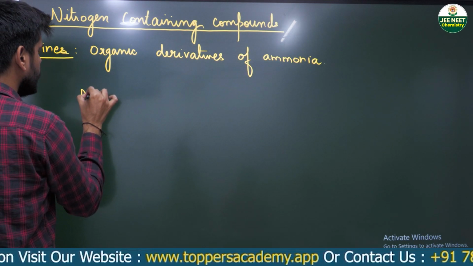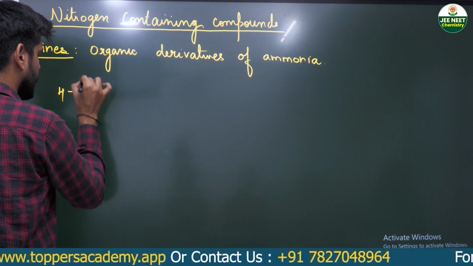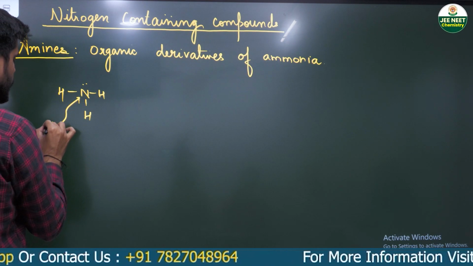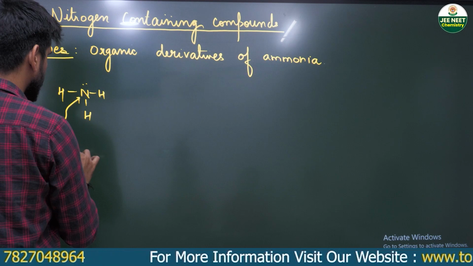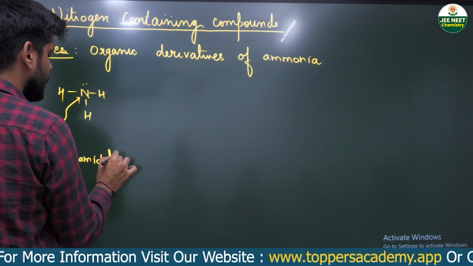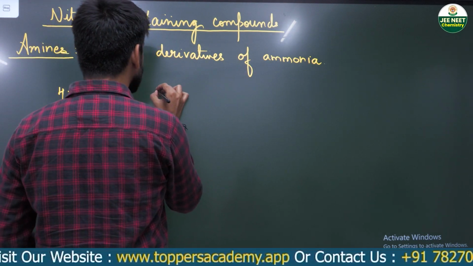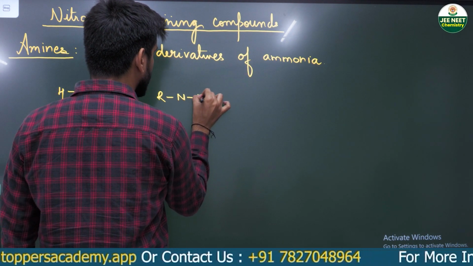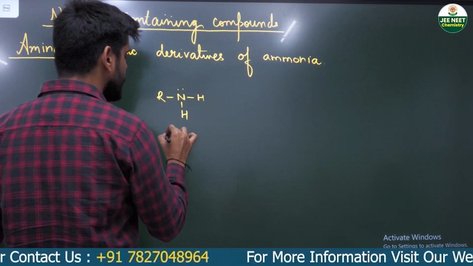Now this is your ammonia. There is a lone pair of electrons. We know that the hybridization of this nitrogen is sp3 and the shape is pyramidal, while the geometry is tetrahedral. Now if I replace this H with an R group, an alkyl group, this is your amine, and this is your 1 degree amine.